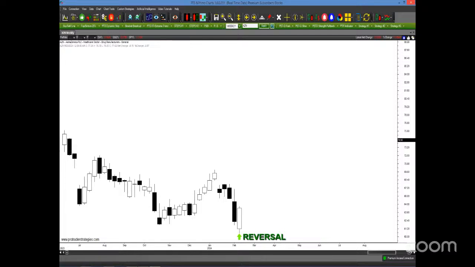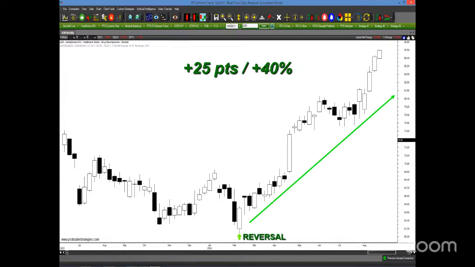Or let's look at an entirely different time frame. Here's a chart of AZN. This is a weekly chart. Now, even though it's had these kind of hiccups going up, going down, going up, a reversal bar was not generated on a weekly time frame until right here. This was just roughly about a year ago. And as you can see, the stock went straight up 25 points, or it gained 40% of its value in roughly less than a year.